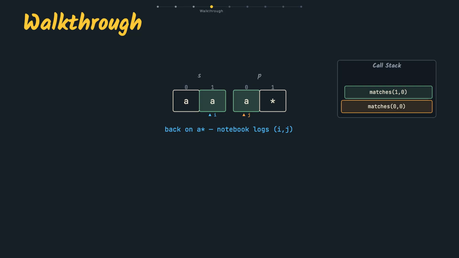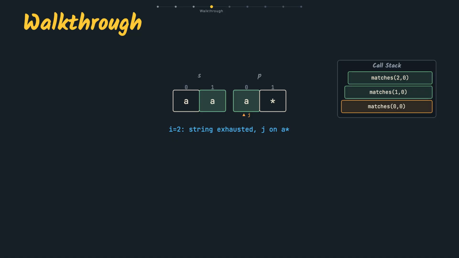Same pattern spot, fresh string spot. The notebook is keeping track. Star again, 2 choices again. 0 copies jumps to the pattern's end, but there's still an A sitting in the string. Pattern done, string not. Dead end again, so use the star once more, and consume that second A.